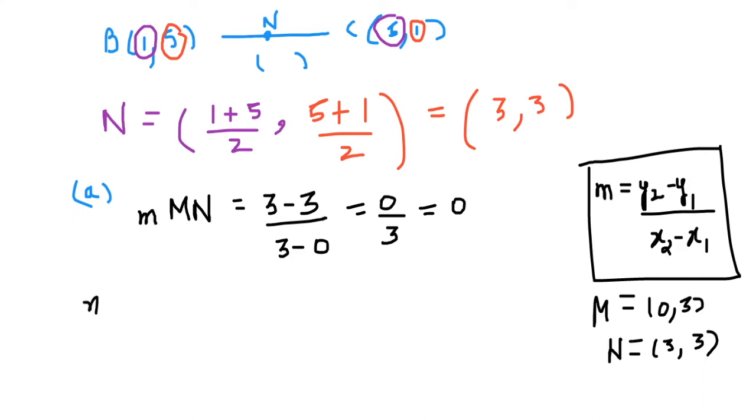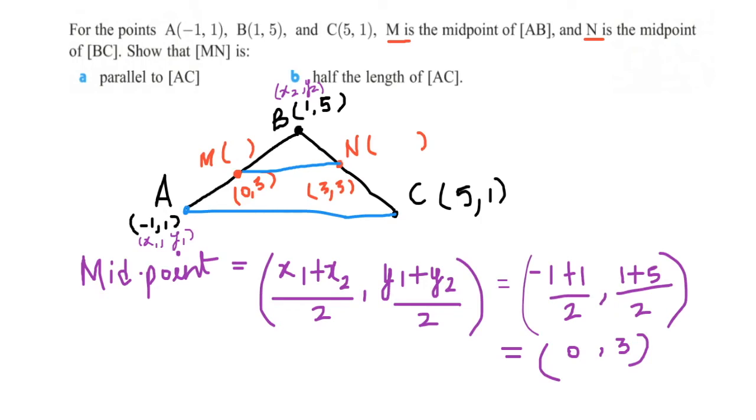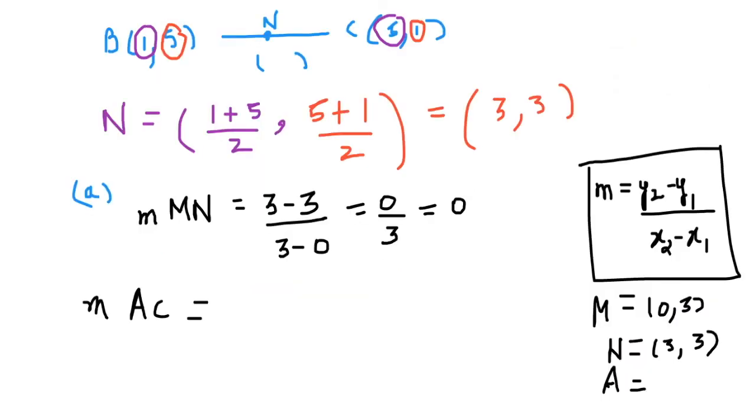Now I'm going to find the gradient of AC using the same method. For this, I will require the coordinates of A and C. So from the original question, if you notice, the coordinates of A are minus 1, 1, and C is 5, 1. And we have C on the same page here also for our reference. So now the gradient of AC will be, again using the same formula, y2 minus y1 upon x2 minus x1.